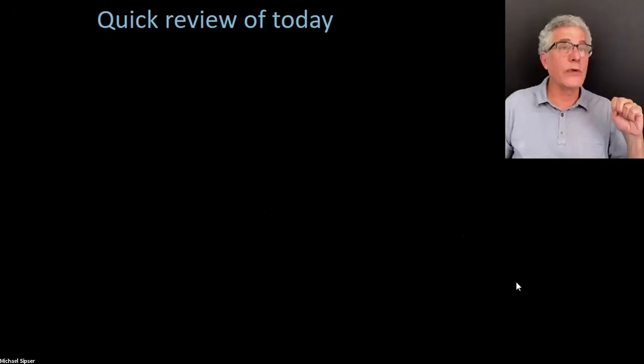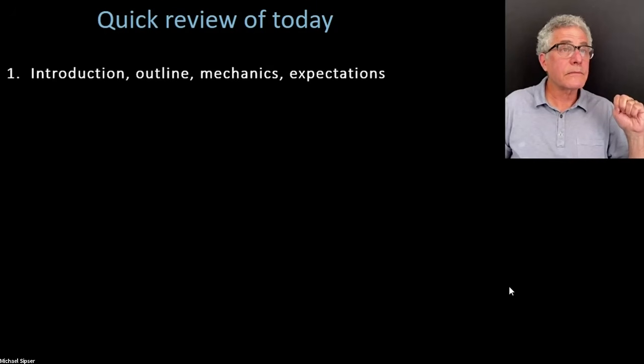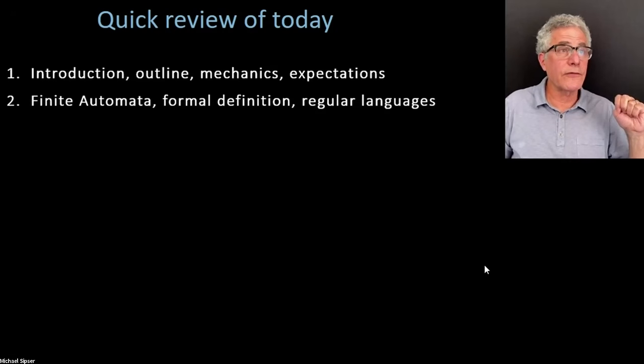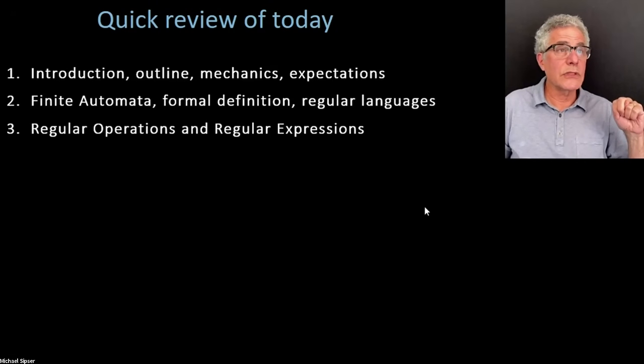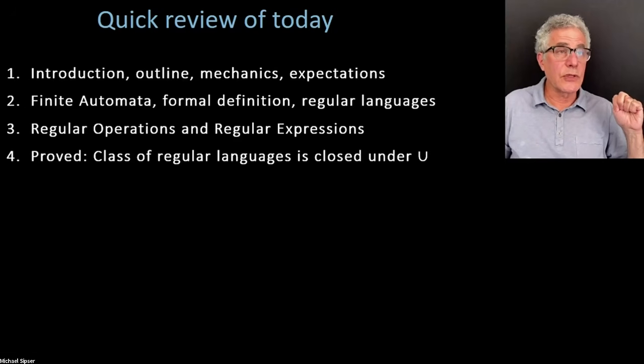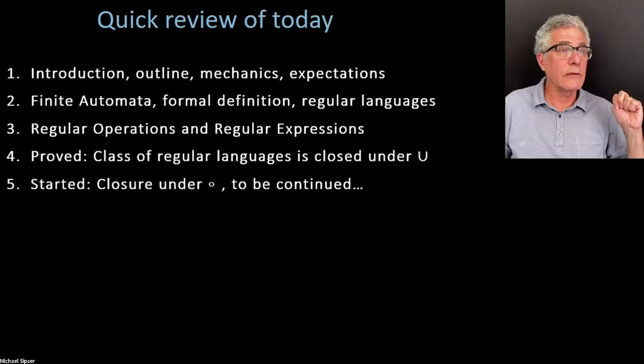So just to recap what we did today, we did our introductory stuff. We defined finite automata, regular languages. We defined the regular operations and expressions. We showed that the regular languages are closed under union. We started closure under intersection, to be continued.